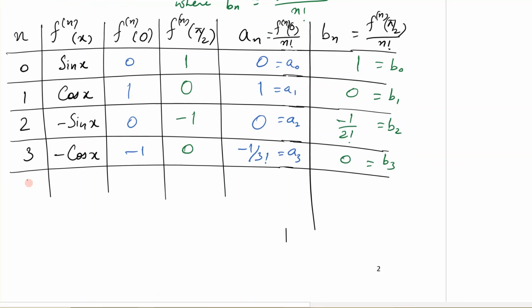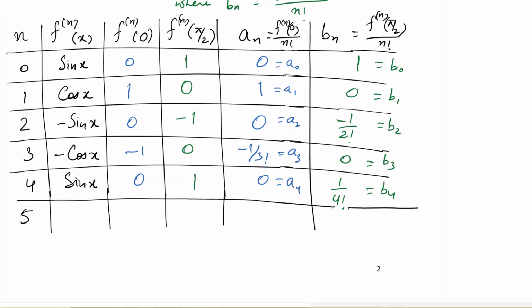All right, so let's do a few more. So n equal to 4. The derivative of negative cosine is positive sine, and sine 0 is 0, so this is 0. And similarly, sine pi over 2 is 1, and we get 1 over 4 factorial here. So that is our B4. So this was our A4.